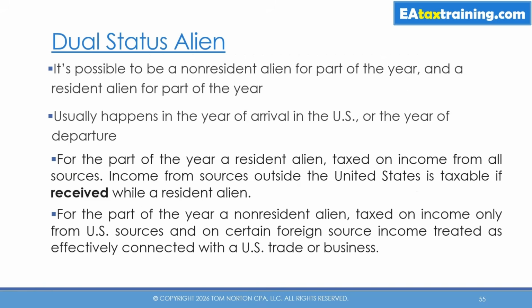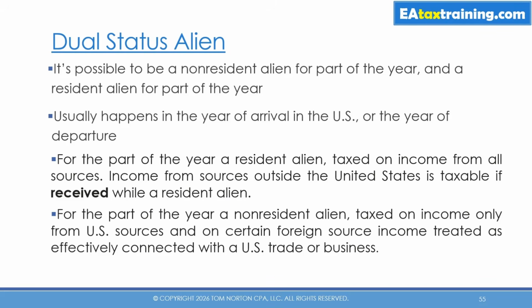Our next status is a dual status alien. So it is possible to be a non-resident alien for part of the year and a resident alien for part of the year. Usually this is going to happen in the year of arrival to the United States or the year of departure from the United States. So for the part of the year that they are a resident alien, they are taxed on their income from all sources, just like any other resident alien. So they are taxed on their worldwide income.